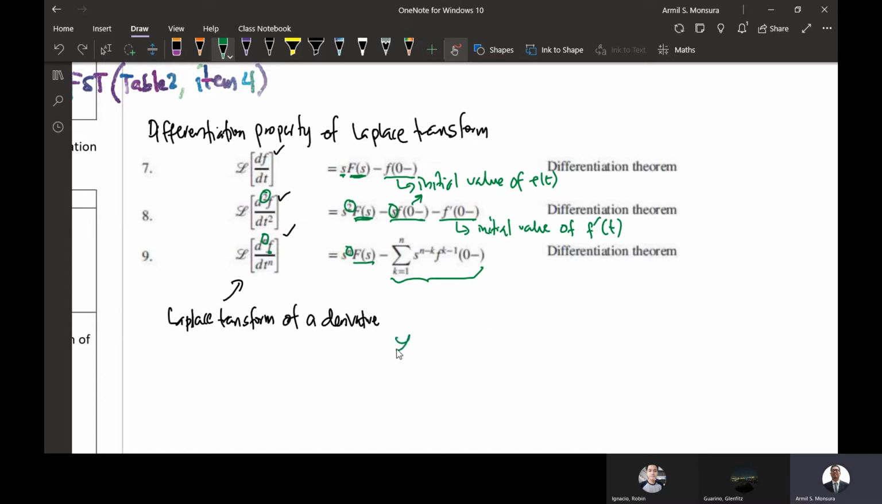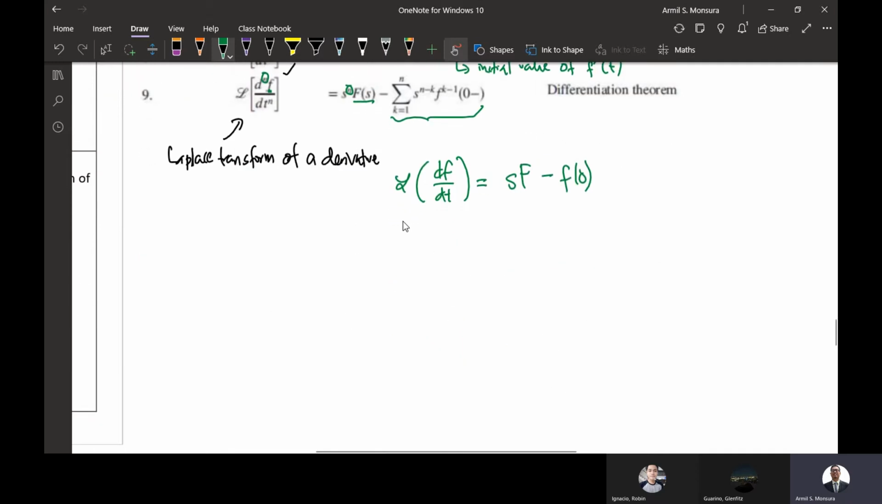Like for example, ilatag lang natin dito. So yung Laplace transform ng first derivative, df over dt, is s times F of s, minus f of 0. Yung Laplace transform ng second derivative ng f with respect to t is s squared times F, minus s f of 0, minus f prime of 0.